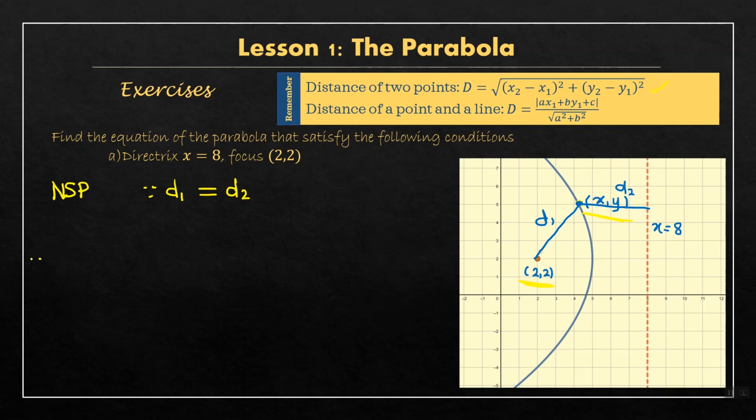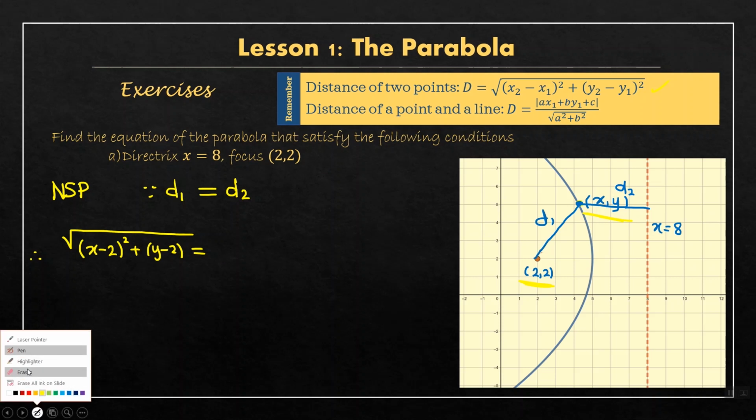So therefore, the square root of bracket x2 minus x1, you will take x from the point minus x from the focus. So (x minus 2) all squared plus y2 minus y1, you'll take y from the point and y from the focus. So (y minus 2) squared, equals the modulus of ax1 plus by1 plus c. This is actually the equation of the line. This is the equation of the line. But it's this equation, the equation of the directrix.